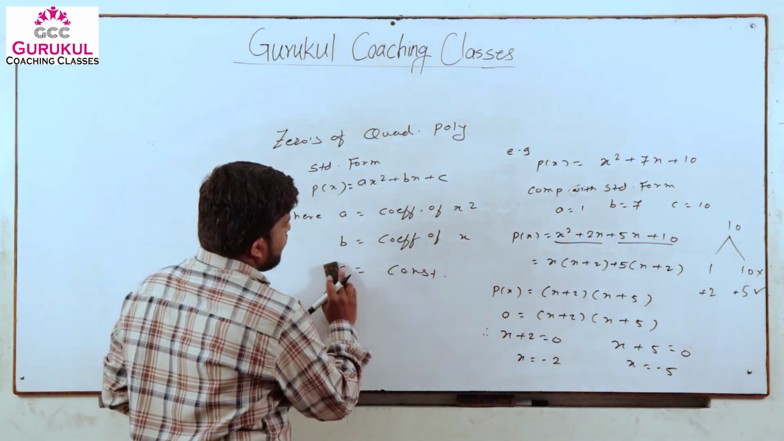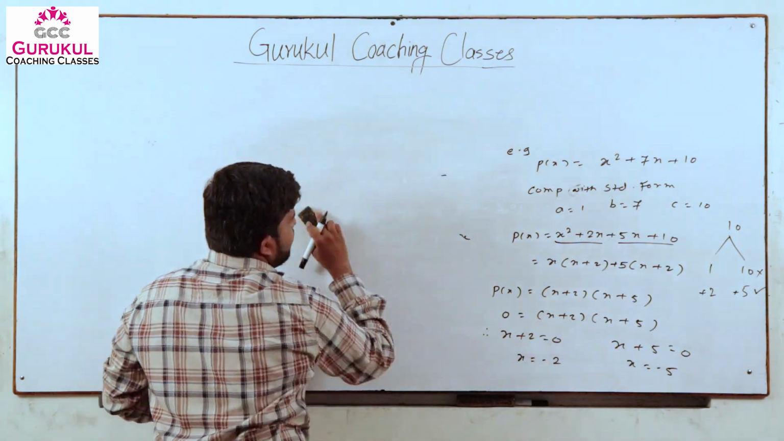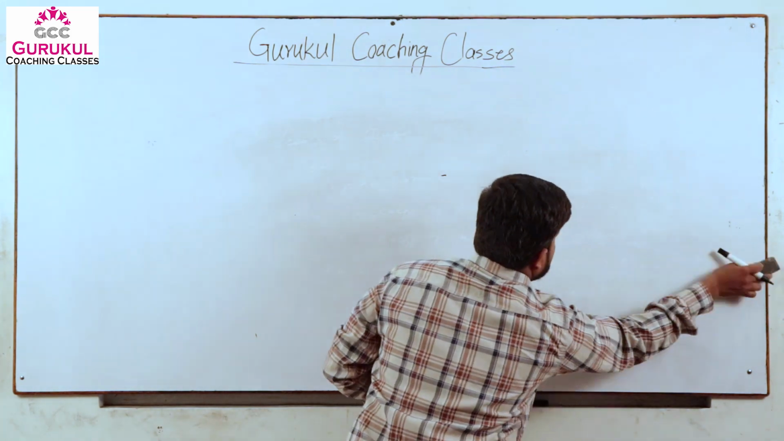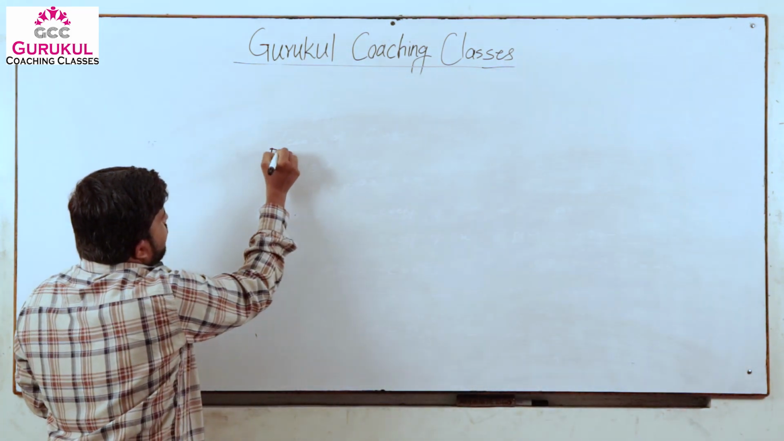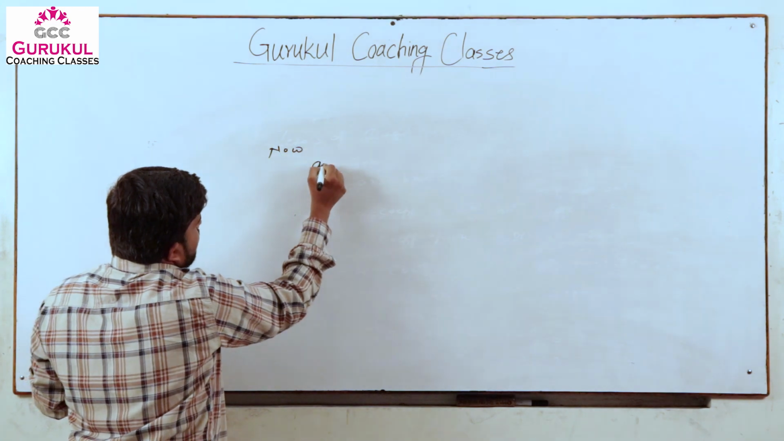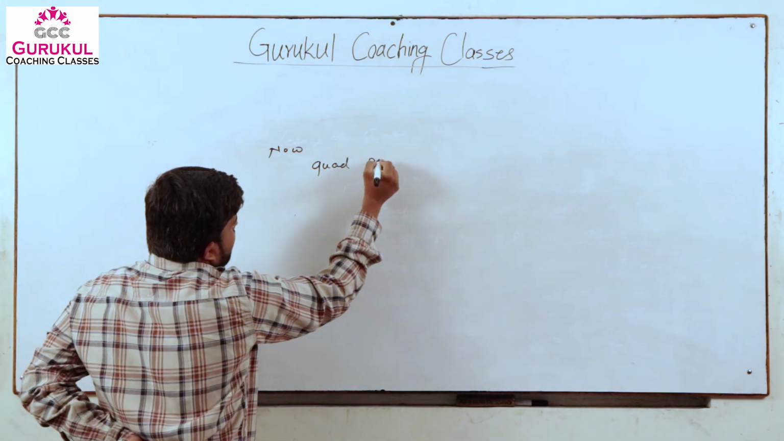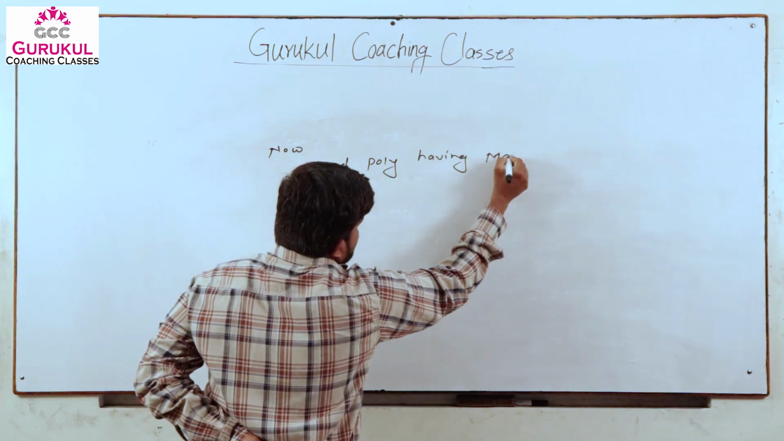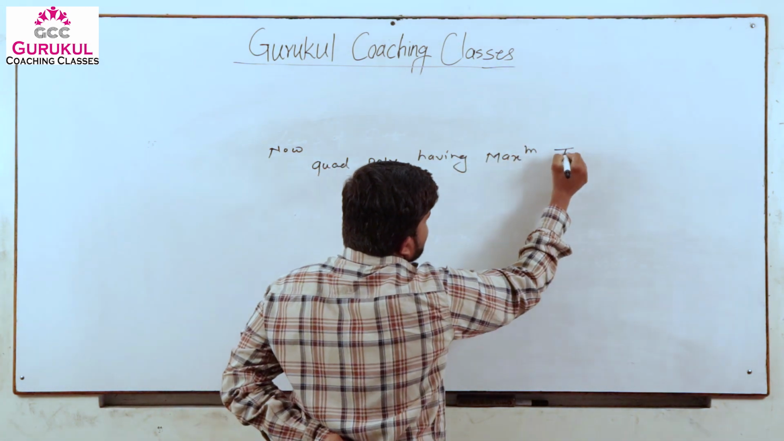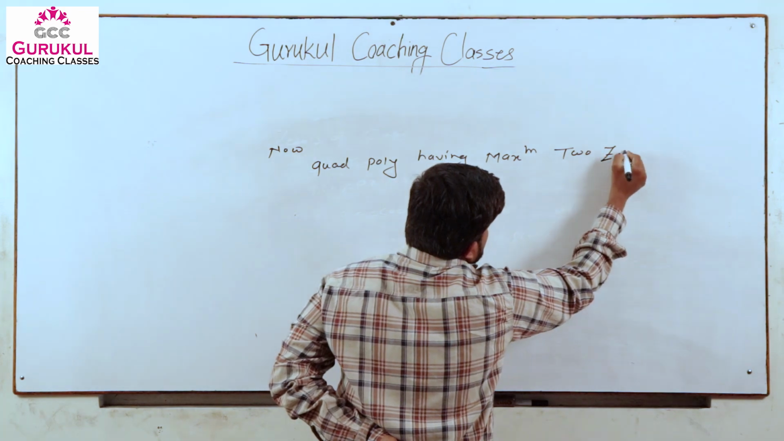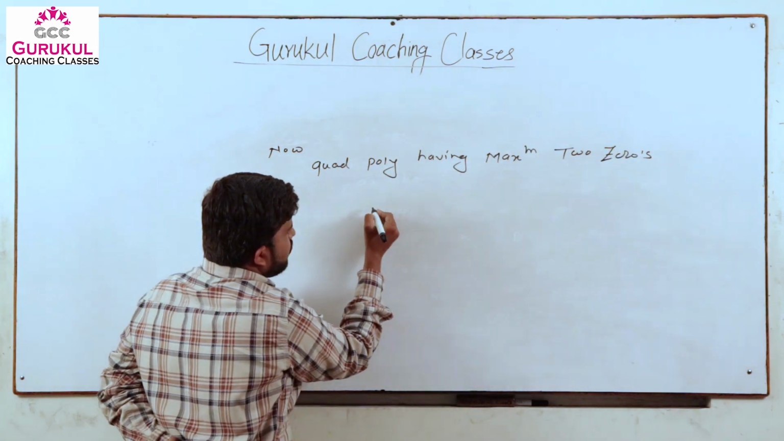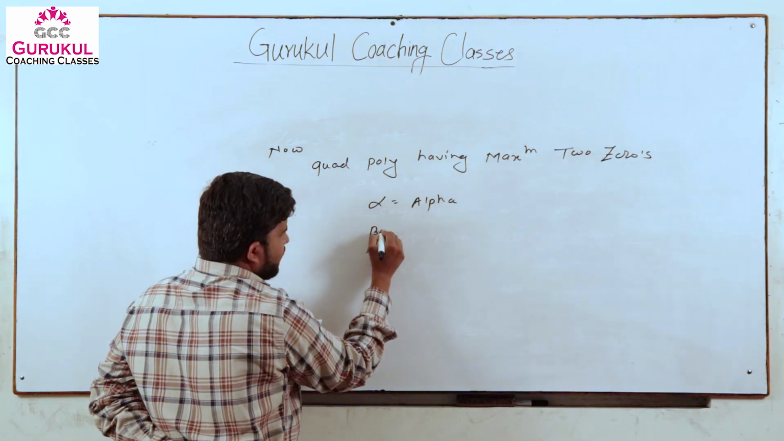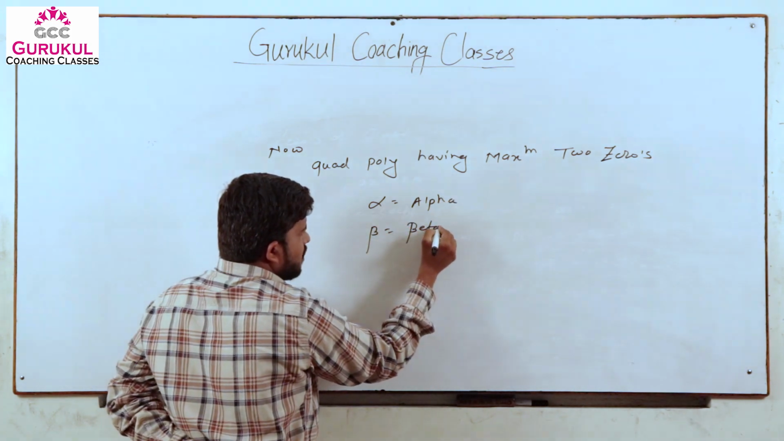Now, a quadratic polynomial has maximum 2 zeros. One we call alpha and second one is beta.